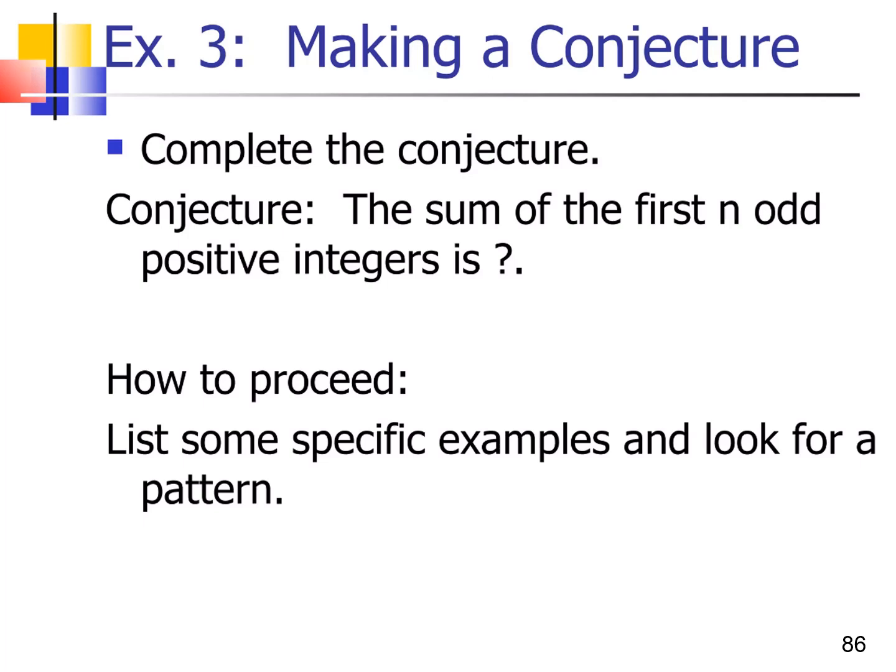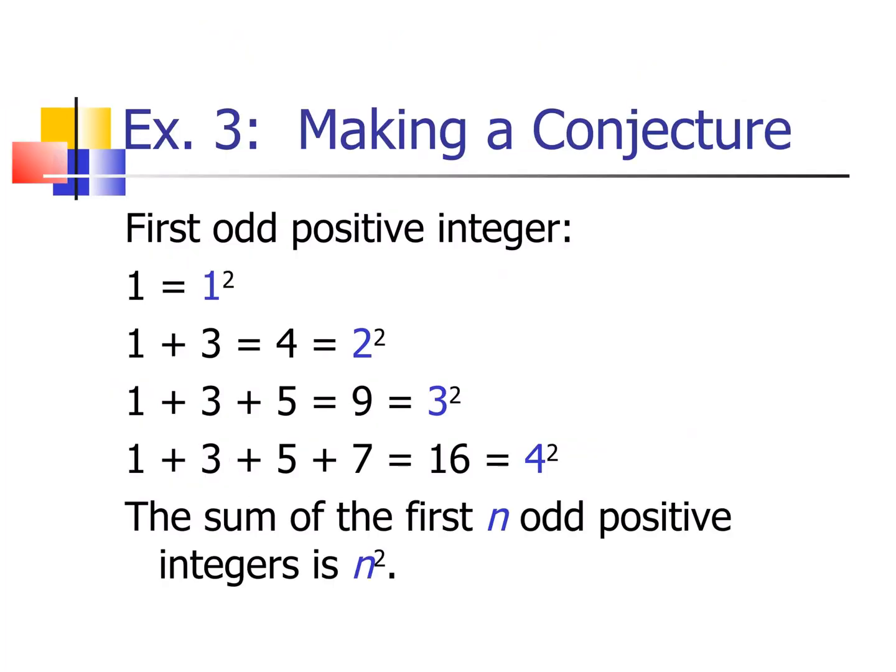Next example, the sum of the first n odd positive integers. Okay, so we look for the pattern. We replace the values: 1 plus 3 equals 2 squared, another number squared, so we got the pattern. We call this the sequence pattern. So the sum of the first n odd positive integers is n squared.